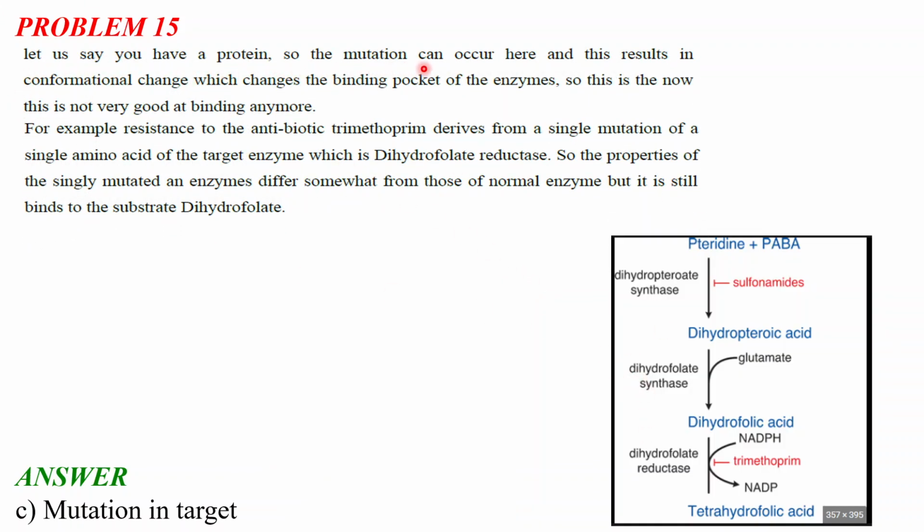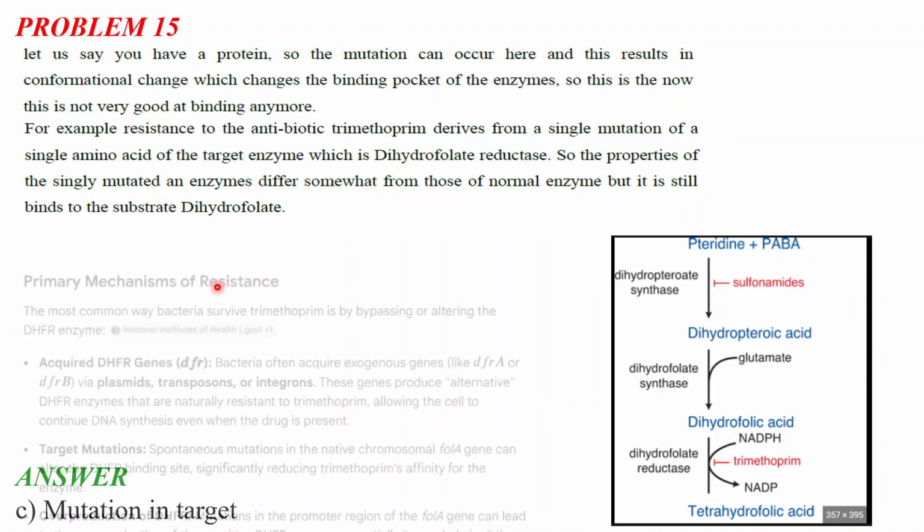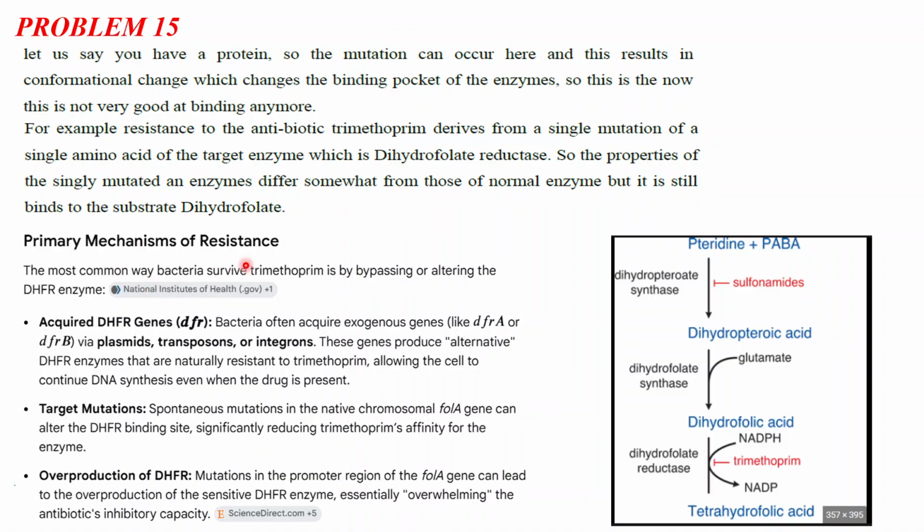So you have a protein, then mutation can occur here and this results in the conformational change which changes the binding pocket of the enzyme. So this is not very good for the binding anymore. For example, bacteria resistant to antibiotic trimethoprim derive from a single mutation on a single amino acid of the target enzyme, which is the dihydrofolate reductase. So the properties of a singly mutated enzyme differ from the normal enzyme, and this still binds to the substrate dihydrofolate.